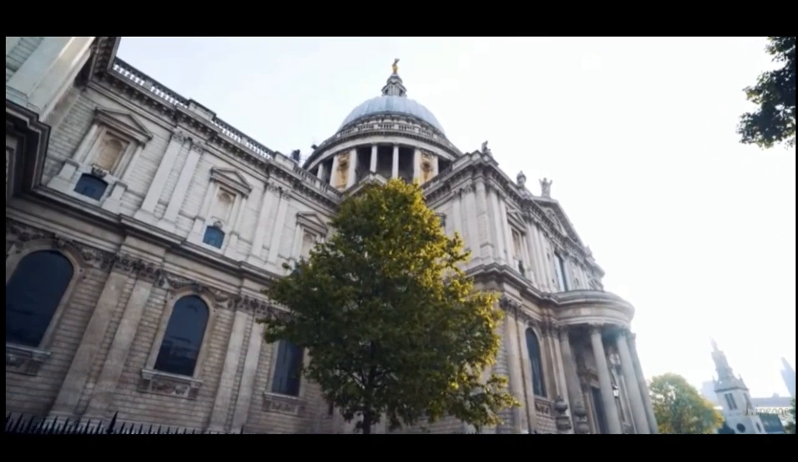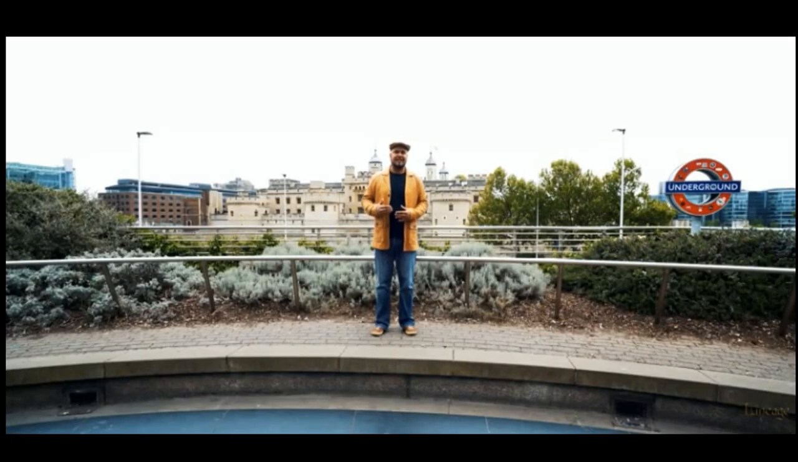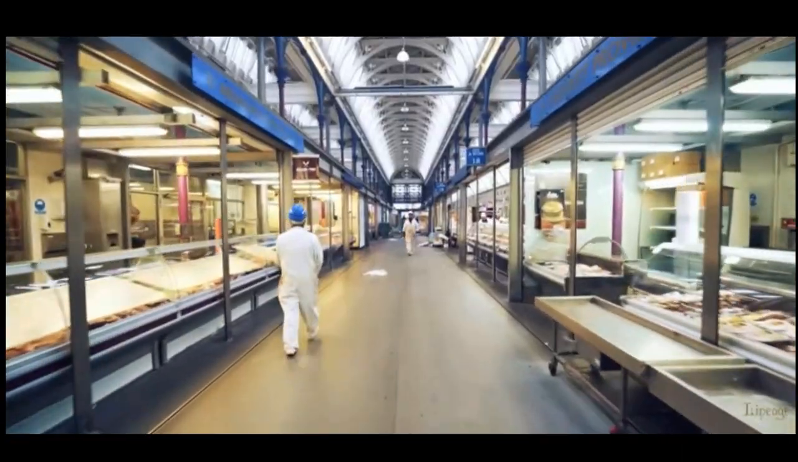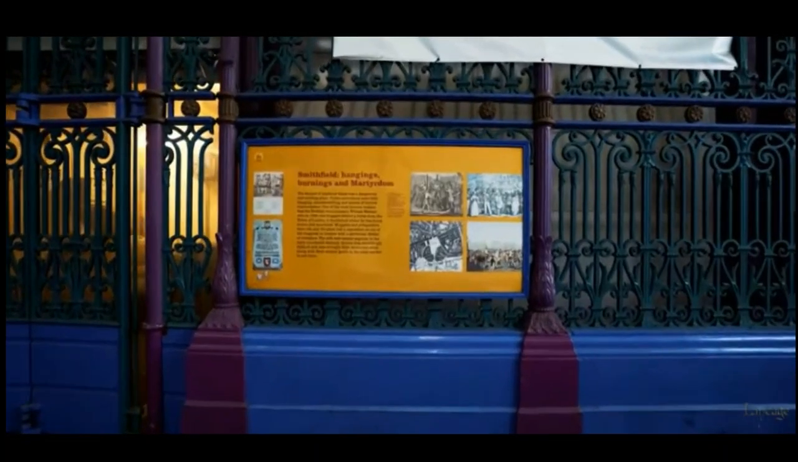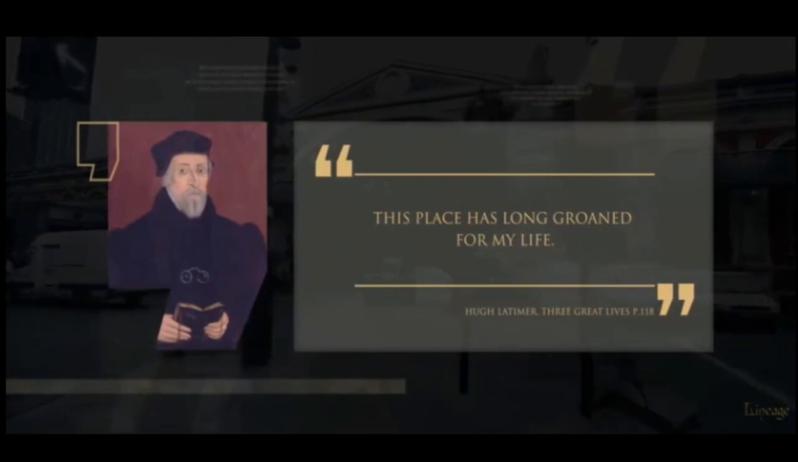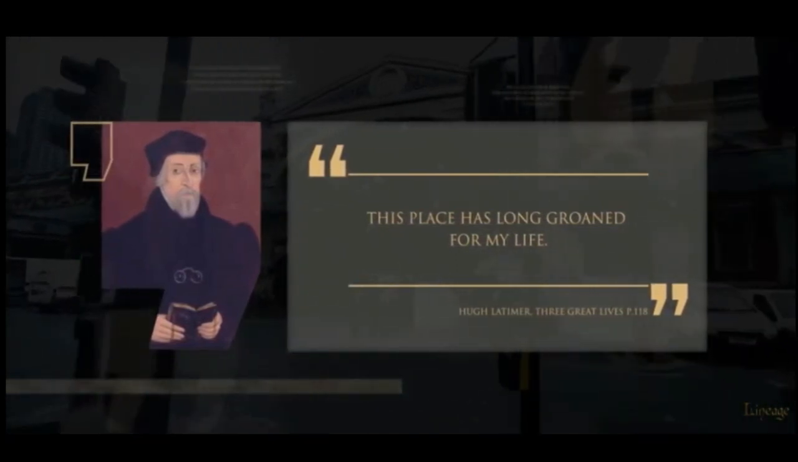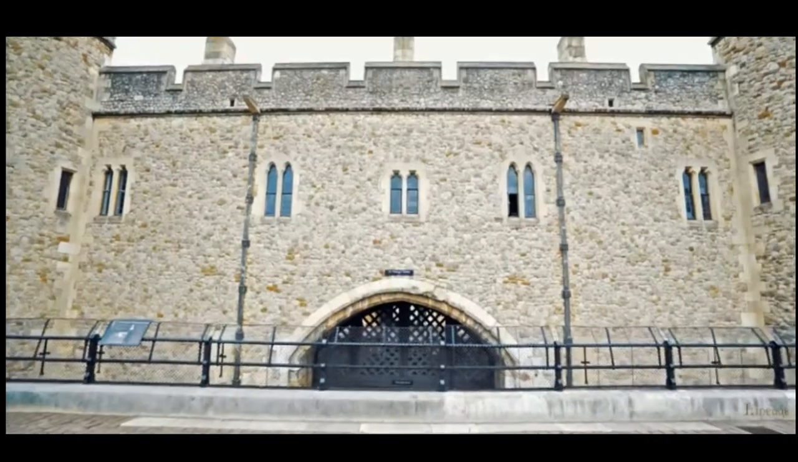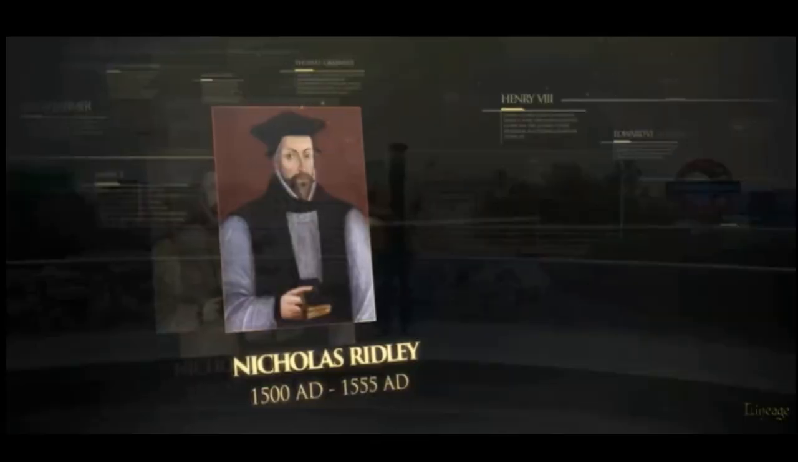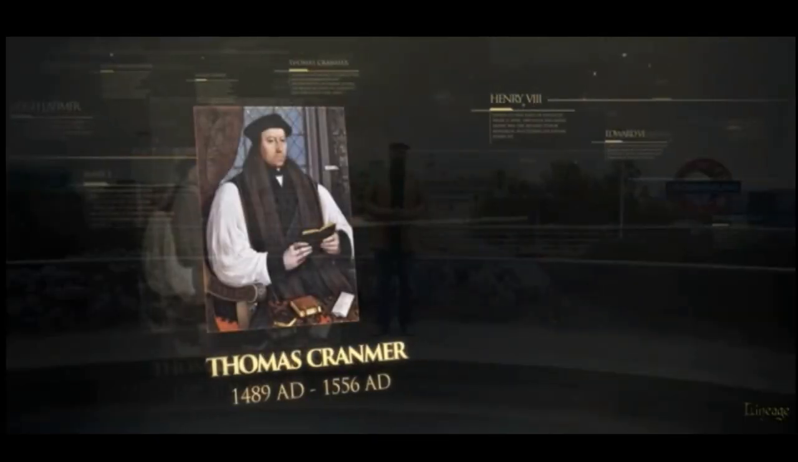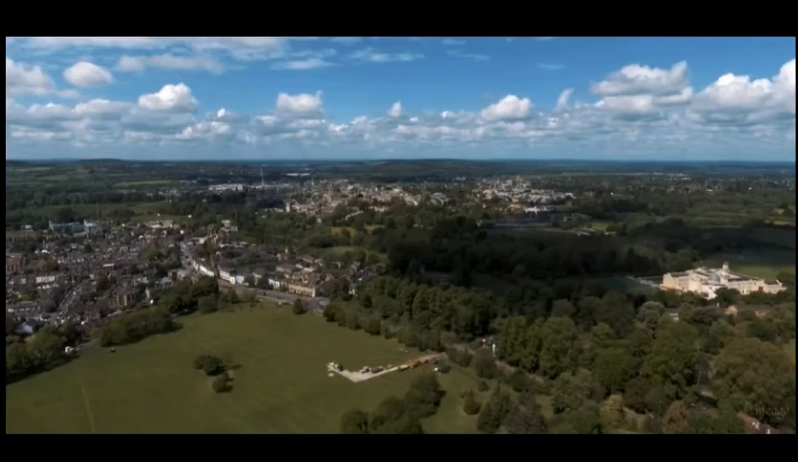Mary ordered the arrest of Latimer, and word reached him that his captors were on their way, offering him an opportunity to escape, but he chose not to. As he passed Smithfield on his way to London, he commented, "This place has long groaned for my life." Imprisoned here at the Tower of London, he met Nicholas Ridley, Bishop of London, and Thomas Cranmer, Archbishop of Canterbury.